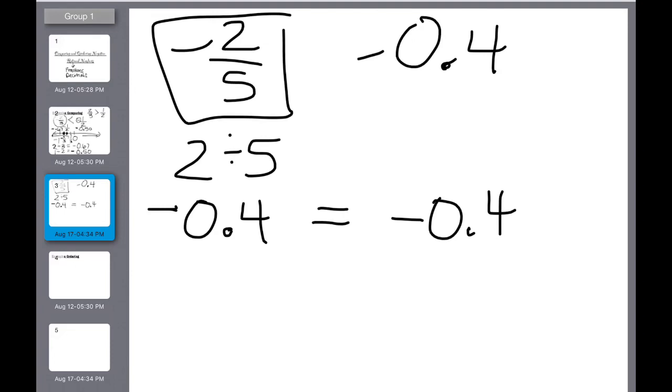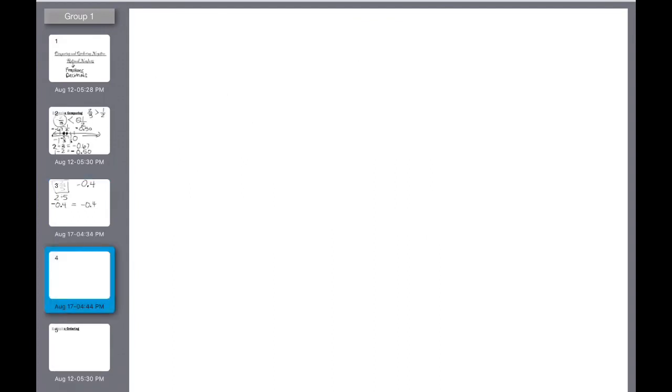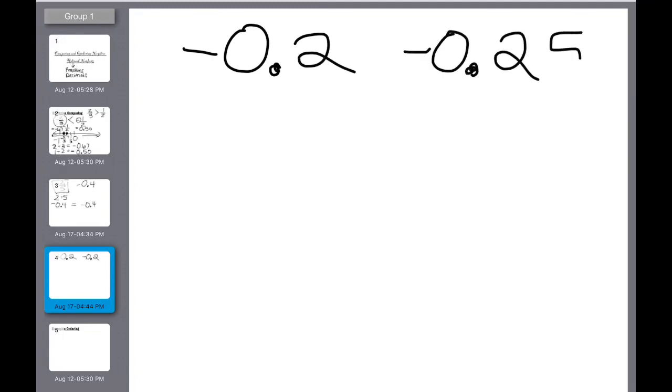If they give you one fraction and one decimal, do not compare them without taking the time to make them the same. Two decimals or two fractions. It is very hard to compare them when they are not in the same form. So let's look at one more example of comparing before we jump to ordering. Let's look at negative 2/10 compared to negative 25 hundredths.